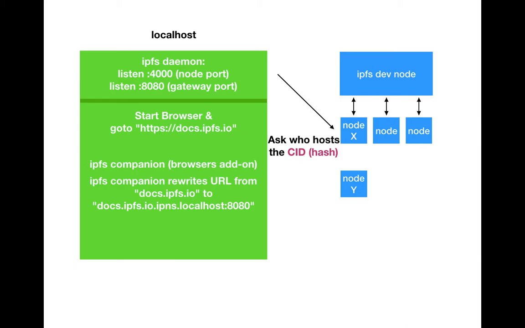The IPFS daemon connects to node X by the returned address, and then asks for the next hop. And node X returns that node Y has the content. So it connects to node Y and asks for the content, and node Y returns the content.